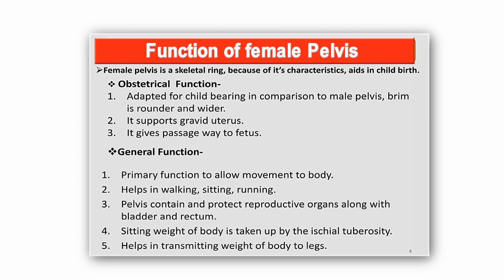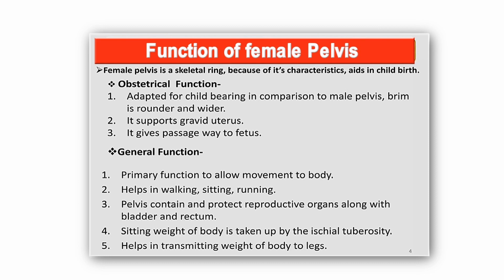So first we will see about the obstetrical function. The first one is that it is adapted for childbearing in comparison to the male pelvis. Brim is rounder and wider. Second one is it supports the gravid uterus. Third one is it gives passage way to the fetus.